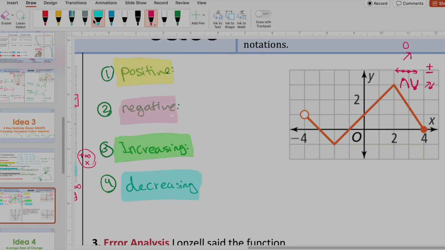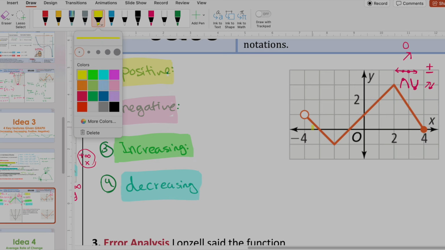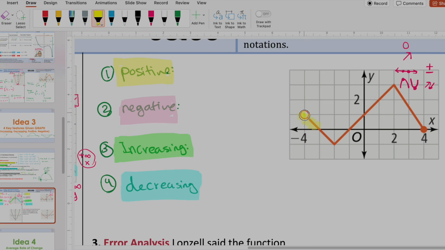So let's start with the positive interval. Positive means above the line. Let's read this first interval from most left to most right. From the left, it's positive from negative 4 to negative 3. Make sure you always read x values. Again, negative 4, is it an open circle? Yes, directly open. Now negative 3.